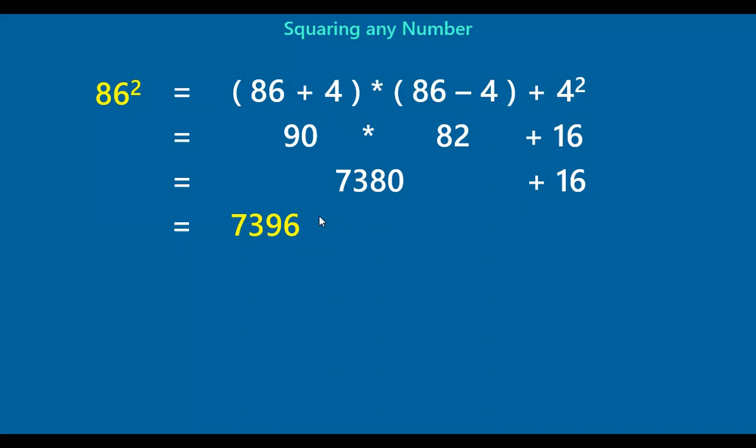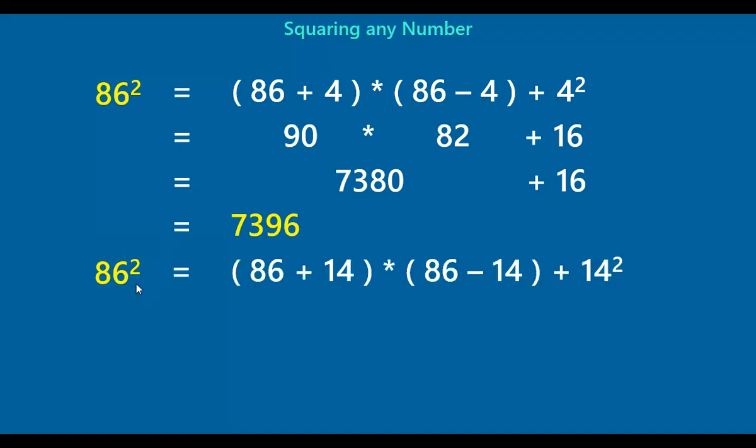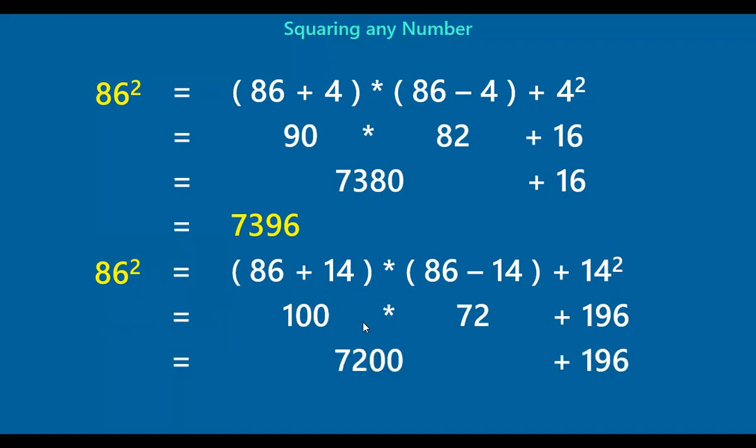It appears very simple, and let's make it still further. You can even use another one also, because suppose if you feel that it is nearer to 100, right? We can even consider this also. 86 plus 14, b value is taken 14 here. So 86 plus 14, 86 minus 14 and plus 14 square. So this becomes 100 and this becomes 72. 14 square, we know that 196. So 72 into 100, very simple. 7200 plus 196. So the answer is 7396.